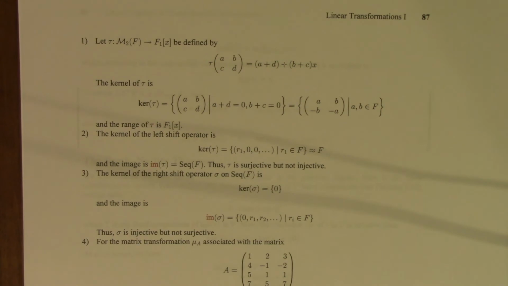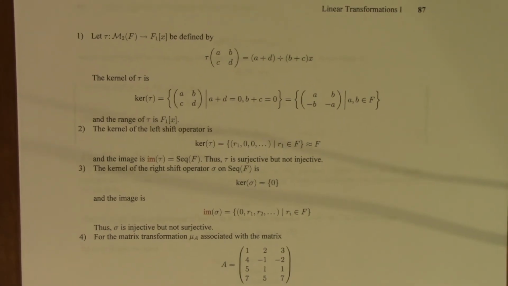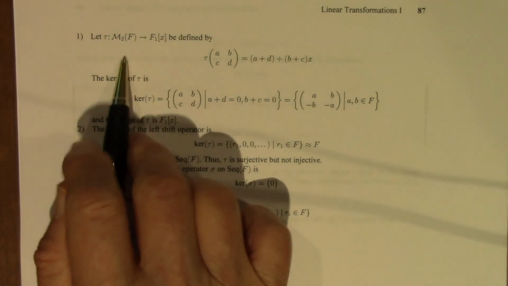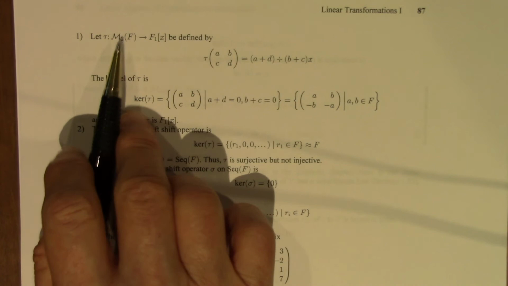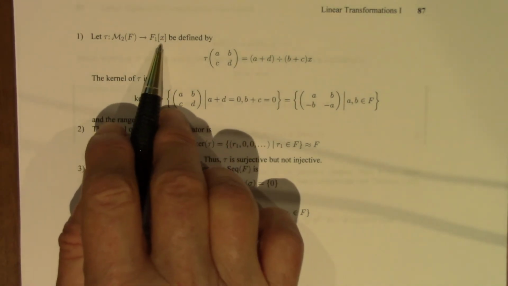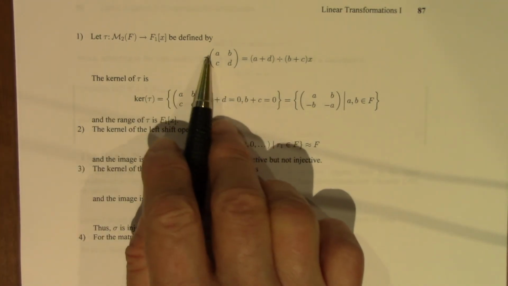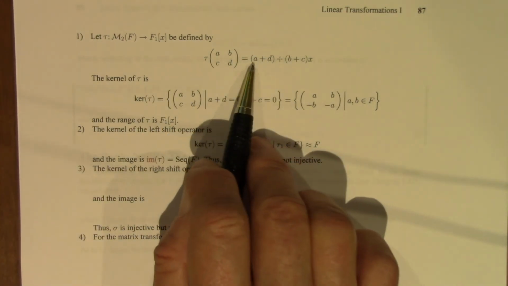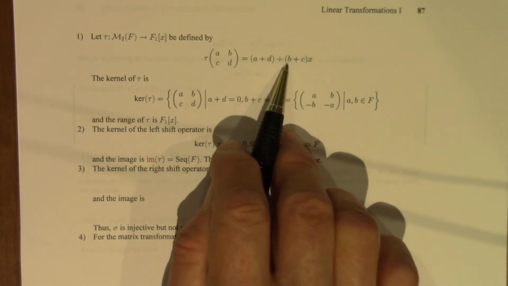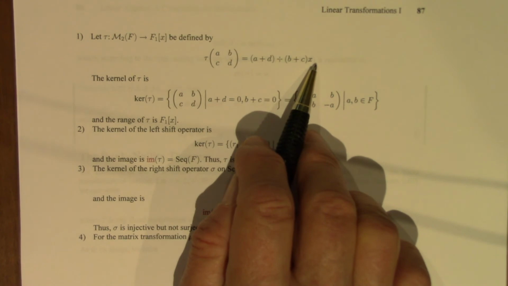It's definitely the way to show or decide whether a linear map is injective. Check the kernel. Examples: tau maps 2 by 2 matrices to polynomials of degree 1 or less. Tau of the matrix ABCD is A plus D plus quantity B plus C times X.